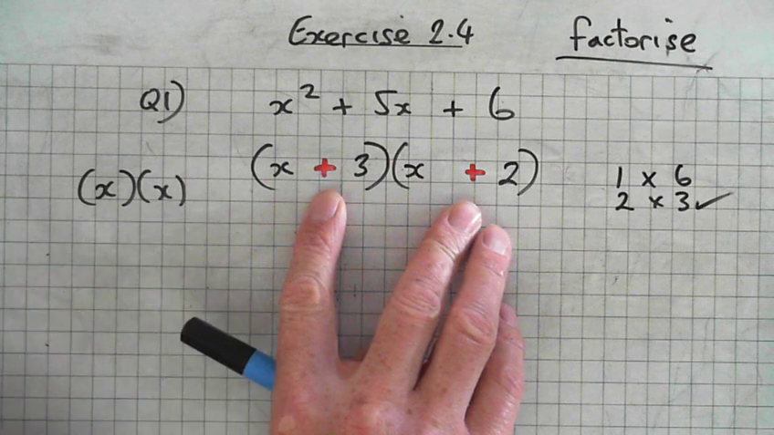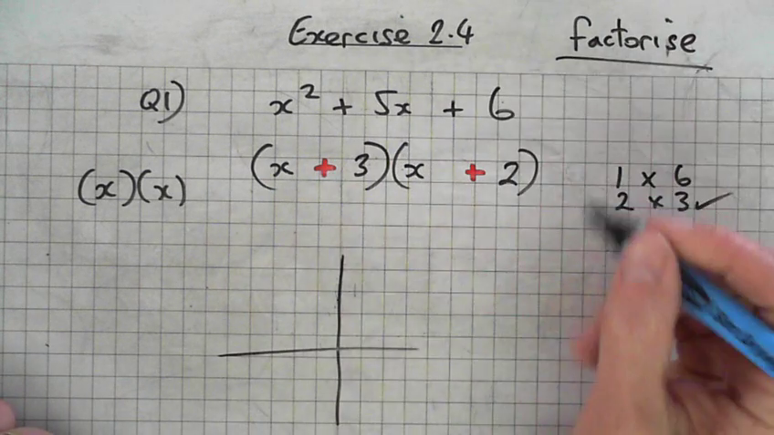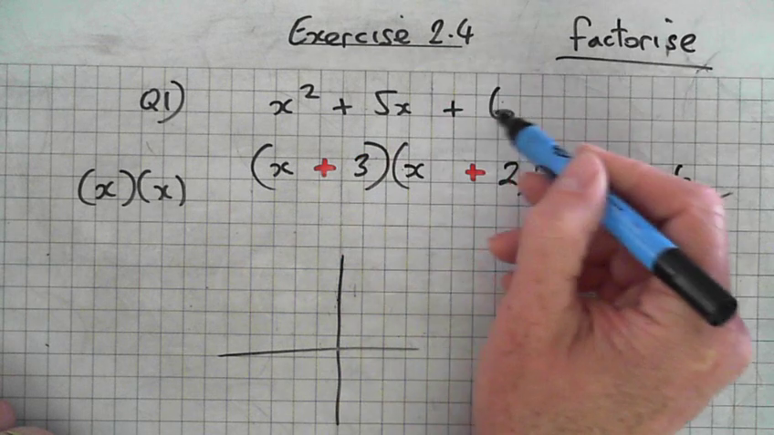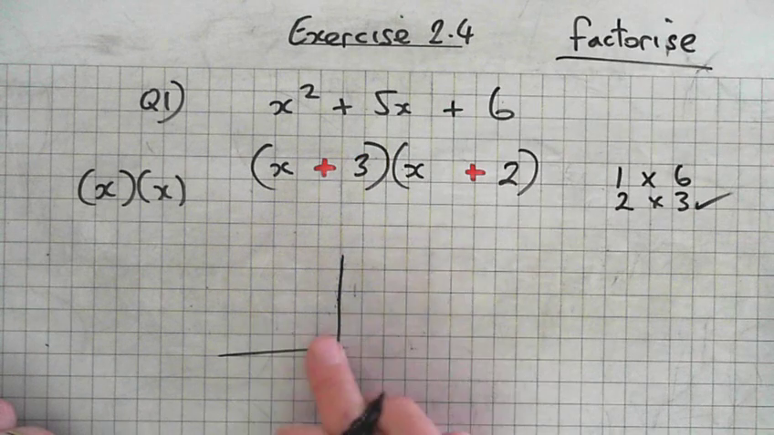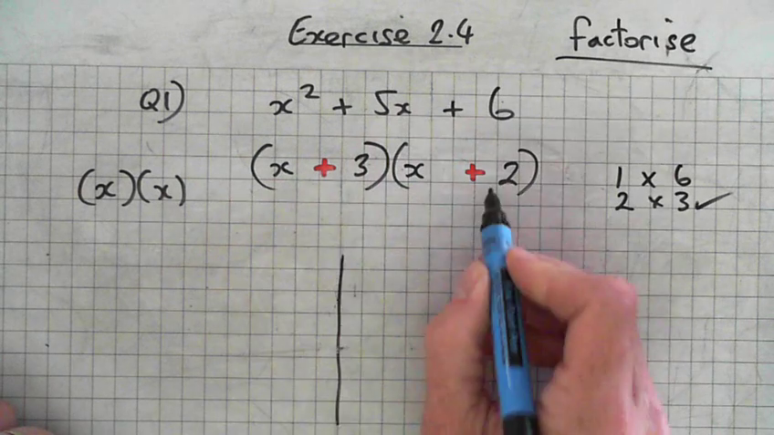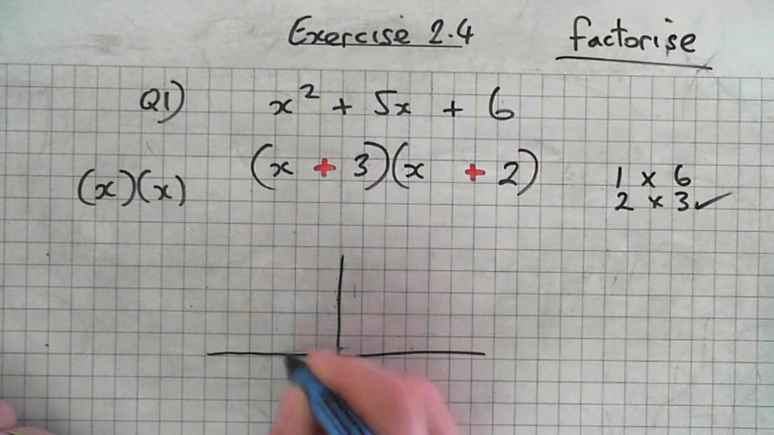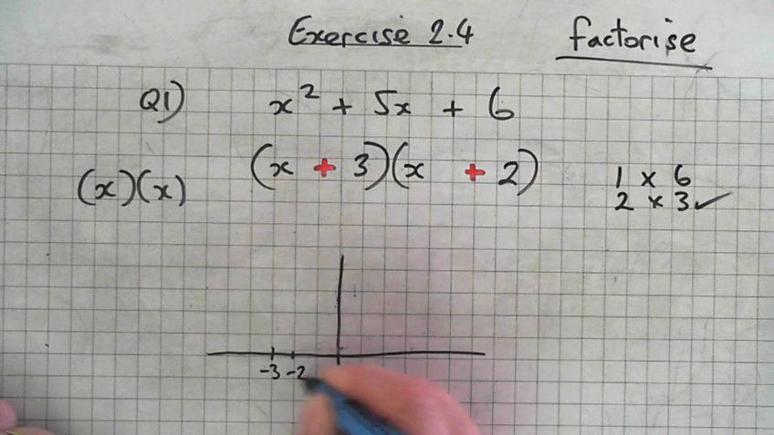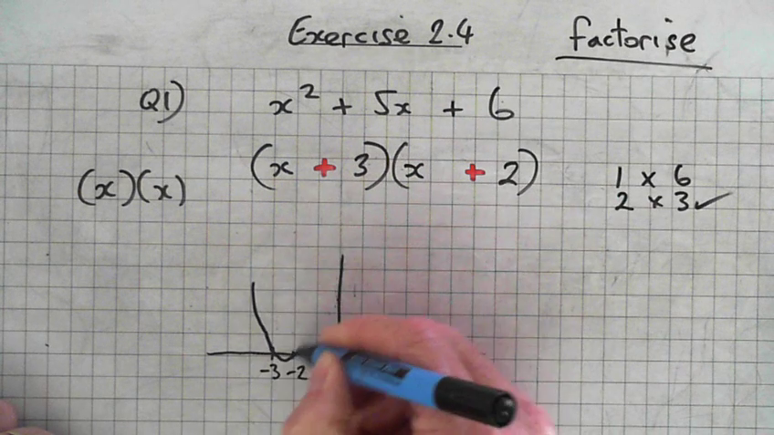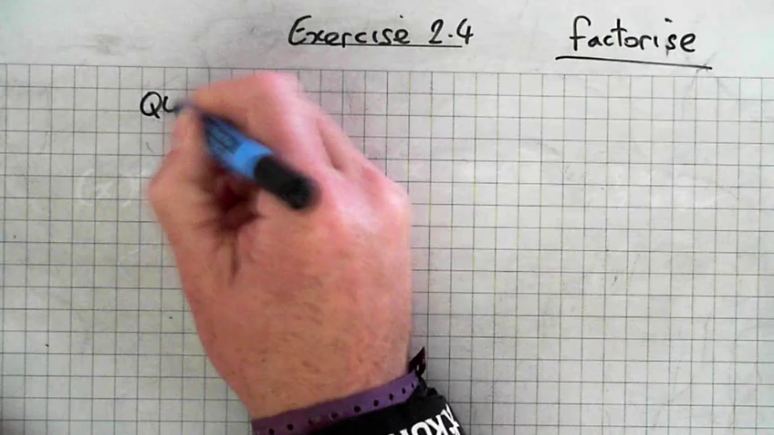Factorized, done. Can you tell me quickly, because this is a quadratic equation, where does my U-shaped graph cross the x-axis? Well, I told you it's going to be the opposite of what these signs are telling you. So the opposite is, it crosses at minus 3 and it crosses at minus 2. So the graph's going to look something like that. Okay, that's question 1.